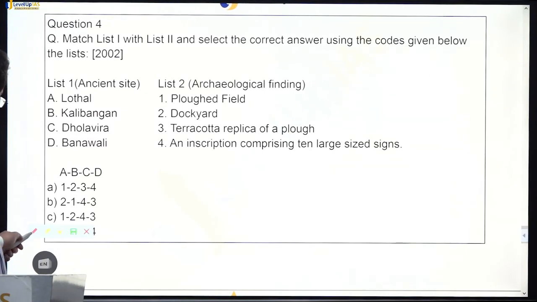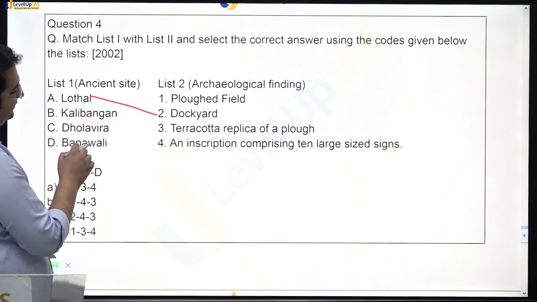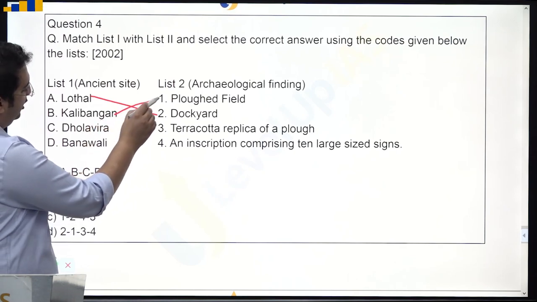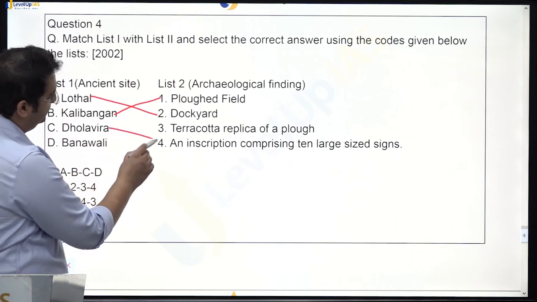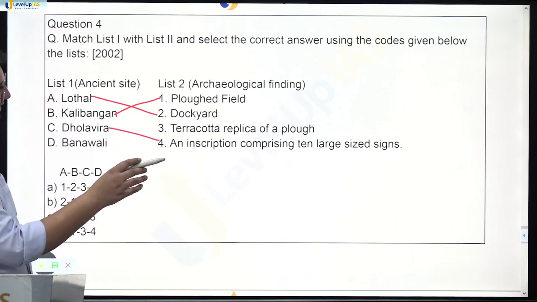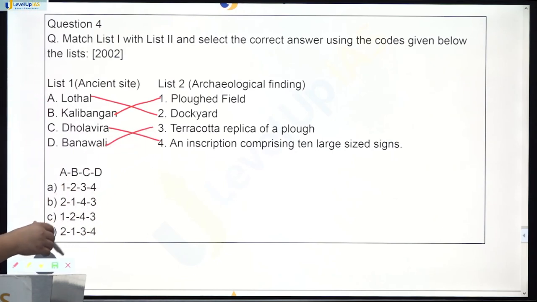Next question. Match list 1 and list 2. Ancient site and the archaeological finding. What has been found from Lothal? Dockyard. Kalibangan? Ploughed field. Dholavira? Inscription comprising 10 large sized signs. And Banavali? Terracotta replica of a plough. So do the matching. B.